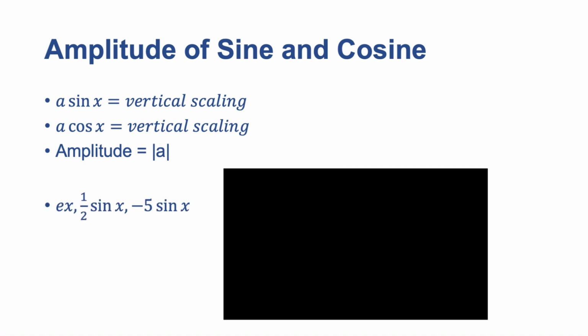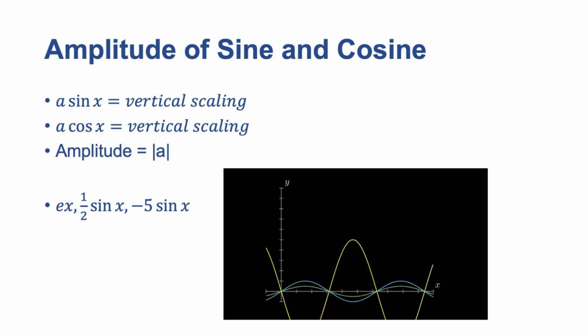So let's do an example. We are going to take 1/2 sine of x and -5 sine of x. -5 sine of x means that we're switching where our troughs and crests are. So let's take a peek. Here's our parent sine curve, and then we are taking our others. So we have 1/2 in green and -5 in yellow. You can see yellow is getting a lot higher, and 1/2 is a little bit lower than our blue sine curve. So that is our amplitude.